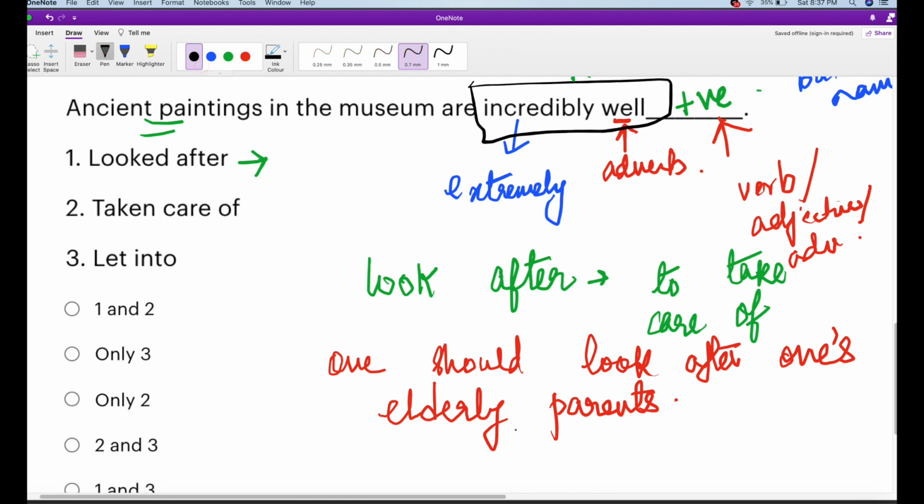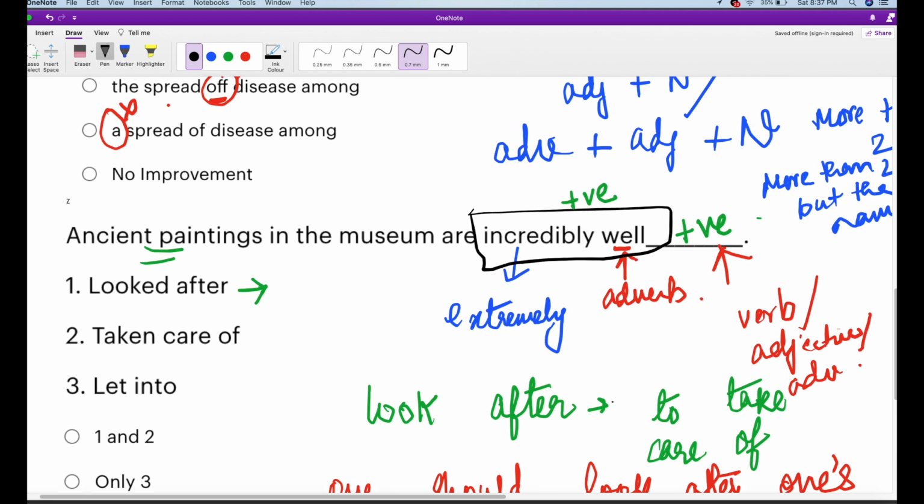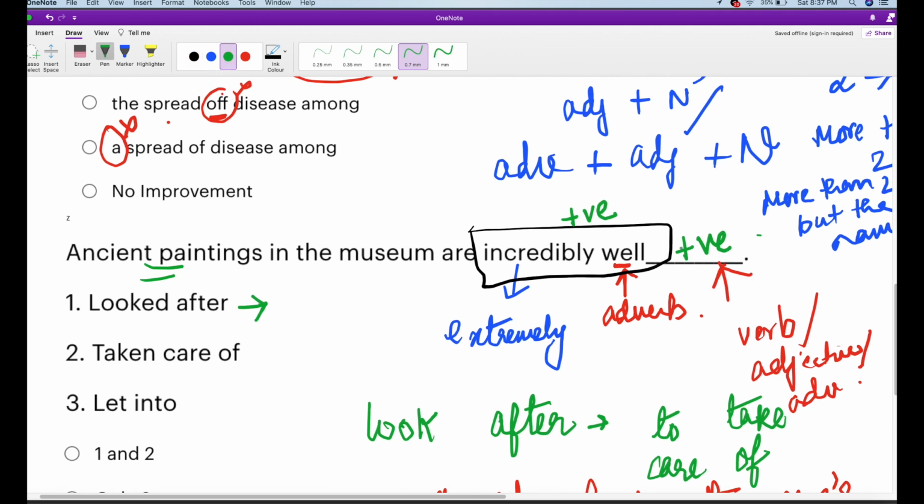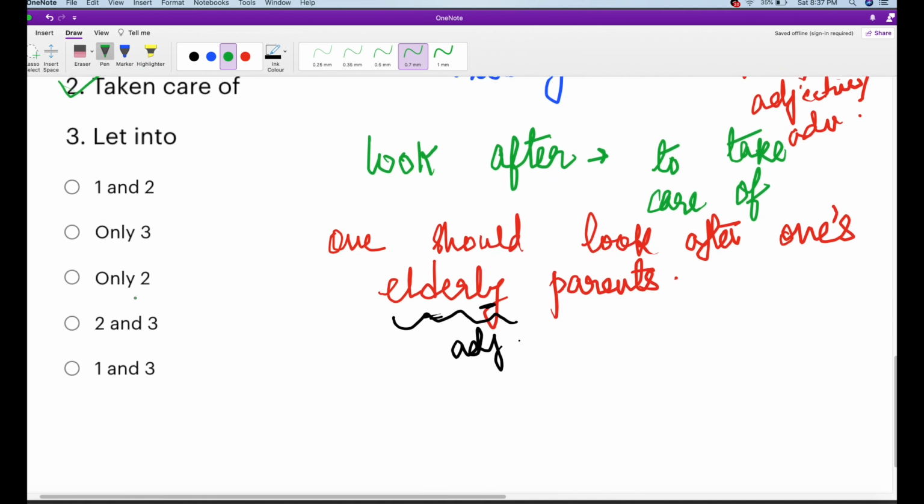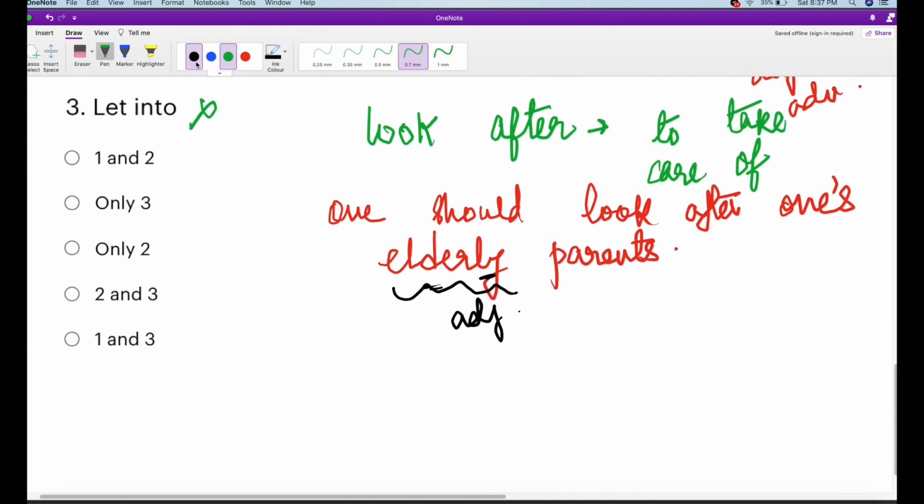Now here comes one question. This word ends in "ly", but this is an adjective. Elderly means senior. So look after means to take care of. Paintings are incredibly well looked after. This is correct. Incredibly well taken care of. This is correct. Incredibly well let into. This is wrong. What is the meaning of "let into"? Let into means allow to enter.